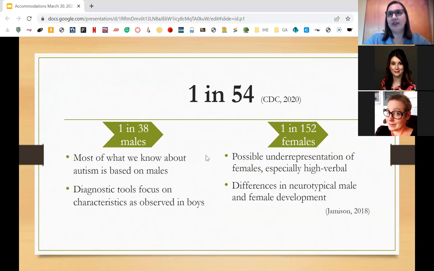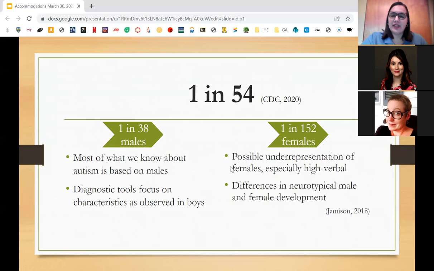So when autism emerged around the 50s, it was called autistic syndrome in boys. And it was really only considered a diagnosis that could be given to boys. So a lot of the data that we have and all the studies are based on boys. And then some of these characteristics are more common developmentally at different stages in early childhood and childhood development for boys than girls. There is probably an underrepresentation of females diagnosed with autism, especially females who have verbal or high verbal skills.